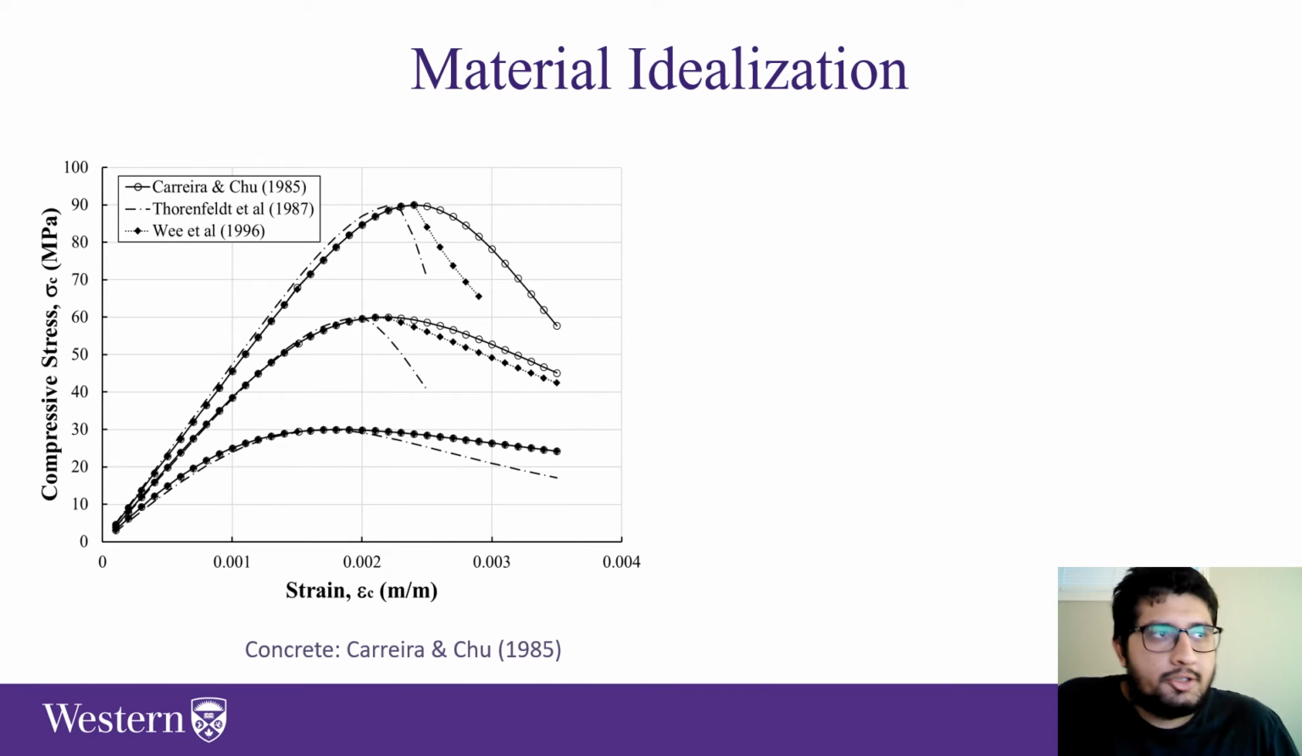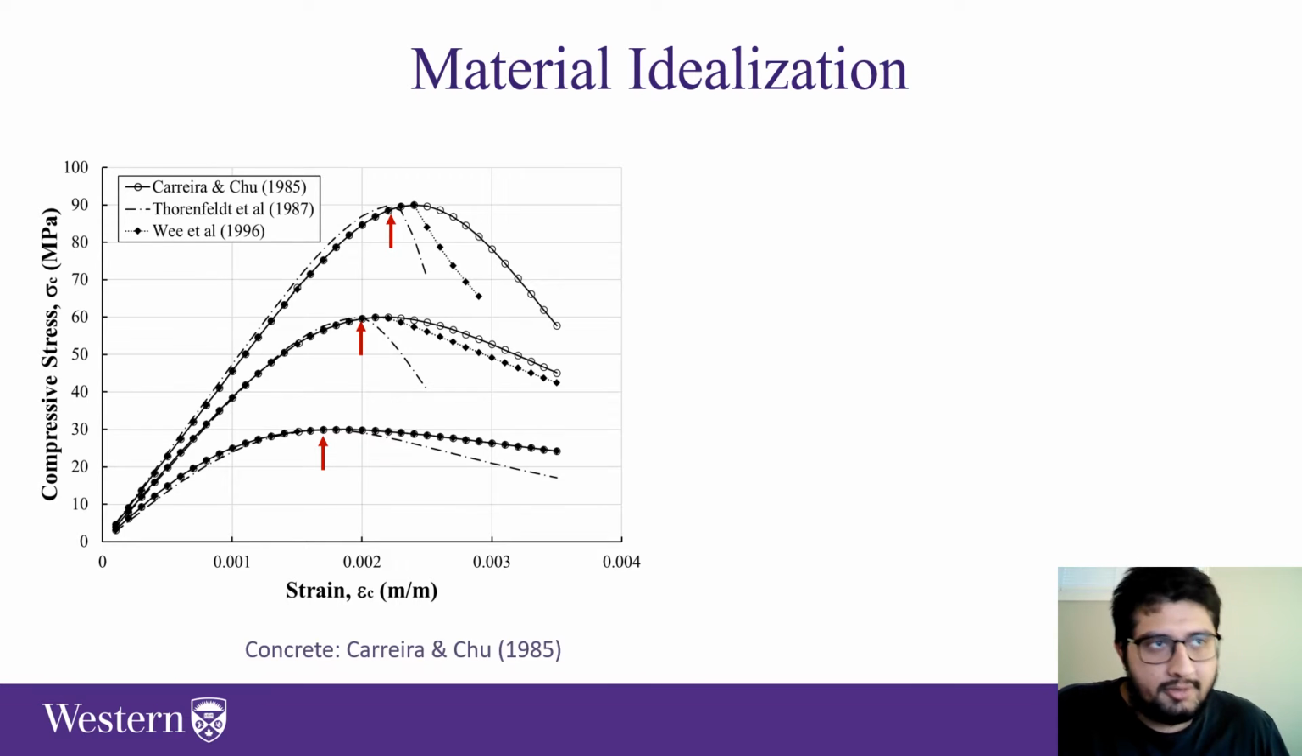This figure is showing the concrete compressive stress variation on the vertical axis for the different idealizations, which include Carreira, Thorenfeldt, and Wee. And on the horizontal axis, we have the strain. The initial ascending branches of all the idealizations are very close and approximately linear up until the peak concrete compressive stress. The vertical arrows show the strains which correspond to the peak compressive stress, and they increase as the peak compressive stress increases.